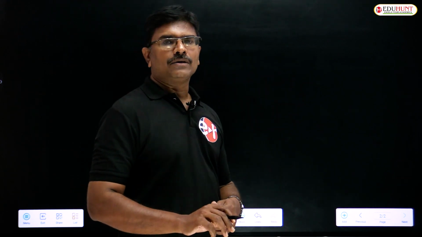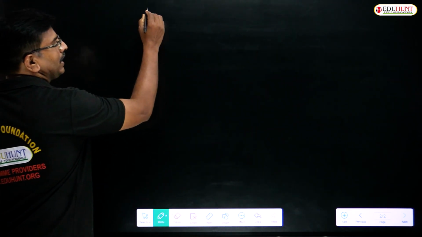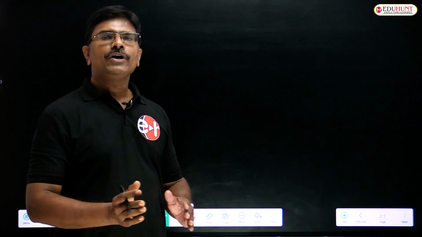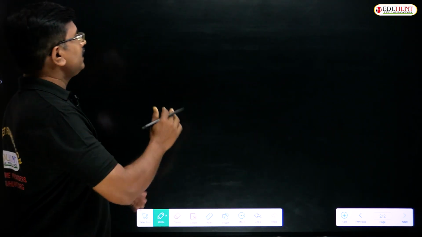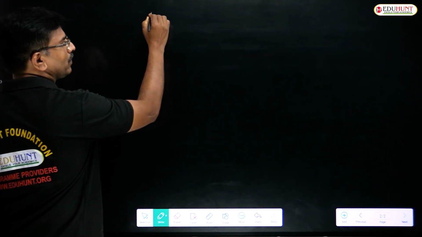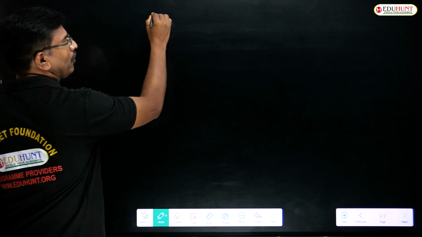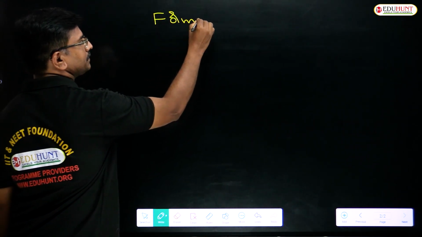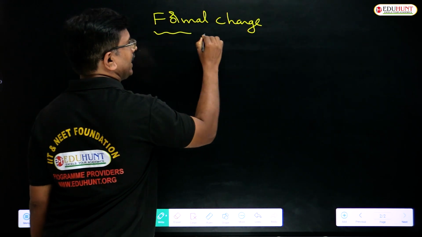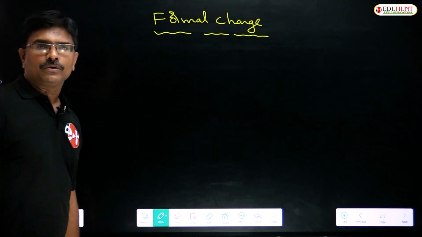Okay, let us start now. So in the chemical bonding topic, we are moving further, and in this video class we are going to learn the formal charge present on an atom in the covalent molecule.